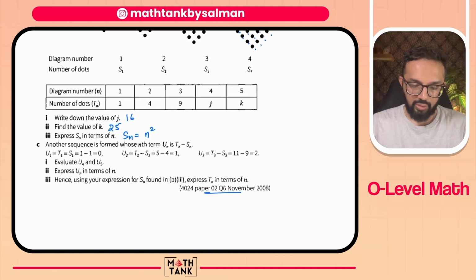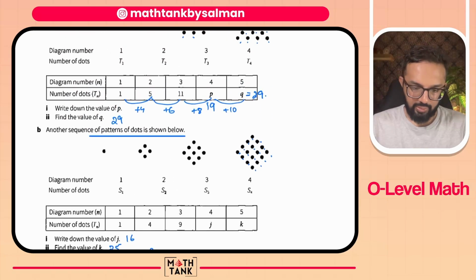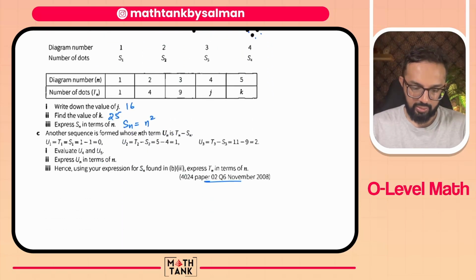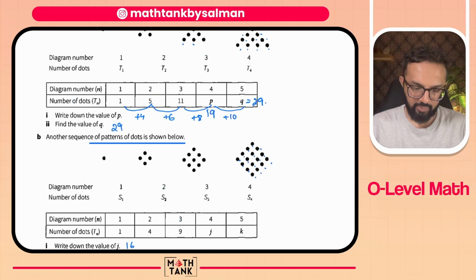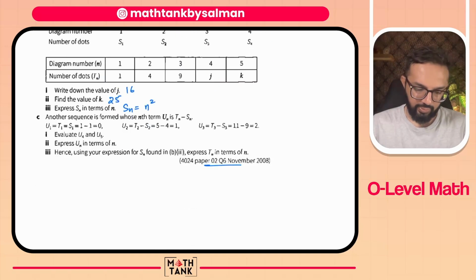Okay. Then it says another sequence whose nth term is un equals tn minus sn. What is tn? Tn was here, I think. Okay. So the first term is 0. The next term is 1. The second term is 2.